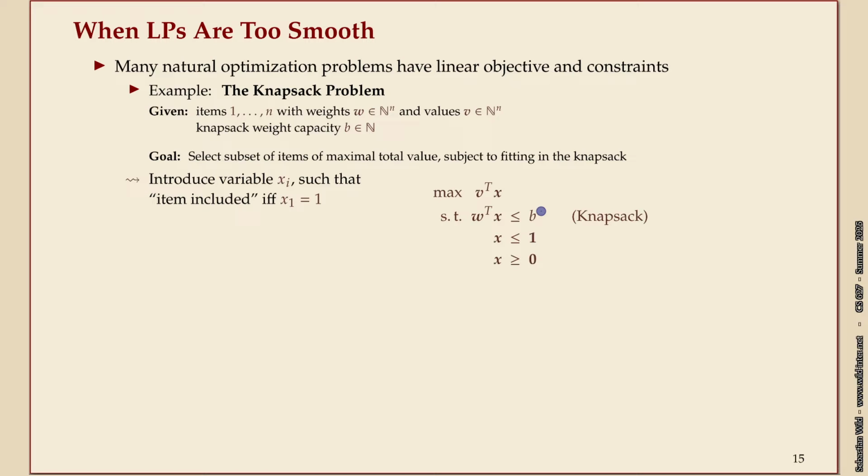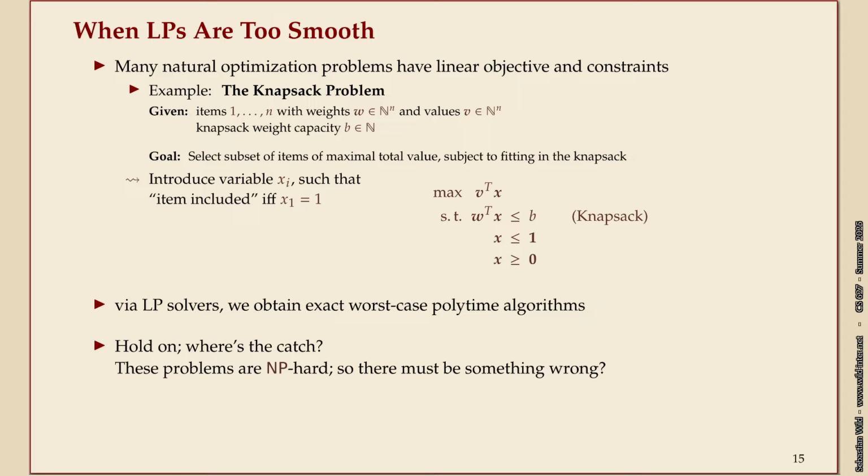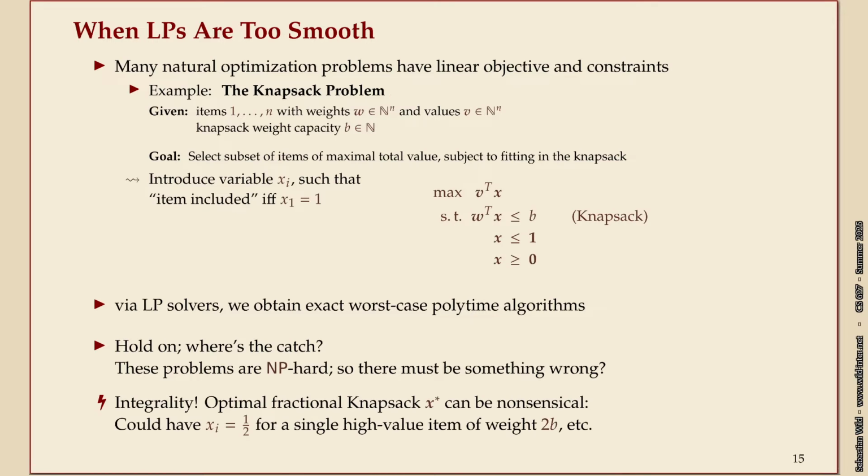So far so good, but of course if you've seen this before, then it's clear. So we could use an LP solver to get an optimal solution, an optimal x for this LP. But there must be some problem here because the LP solvers are polynomial time algorithms. The knapsack problem is NP complete. So this looks like a contradiction here. And of course, what's wrong is that the solution we get back from the LP solver might not make sense in the combinatorial problem. Specifically, it might not be an integral solution.